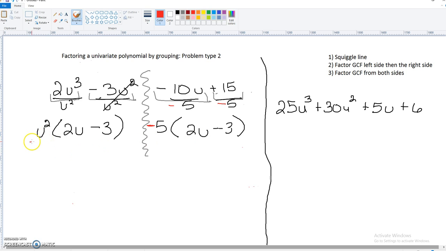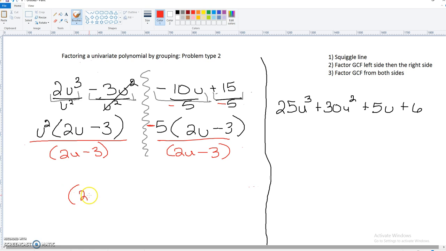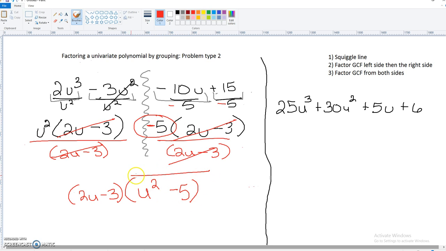Do you see that? So we're going to go ahead and divide those out. And remember, this is kind of like our checking savings account example. Whatever we take out, we've got to set aside. So we're setting that aside. And of course, this cancels this. So the only thing that's left on this side is this u squared. And over here, the only thing that's left is this -5. So this whole thing right here is our answer.